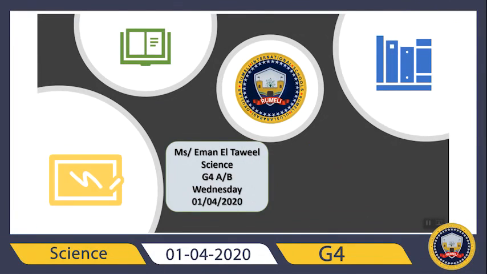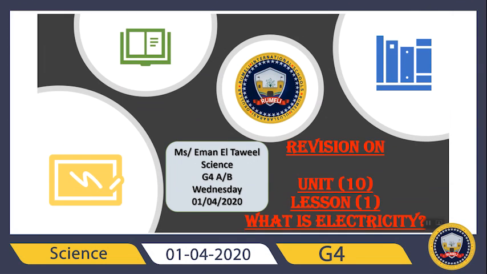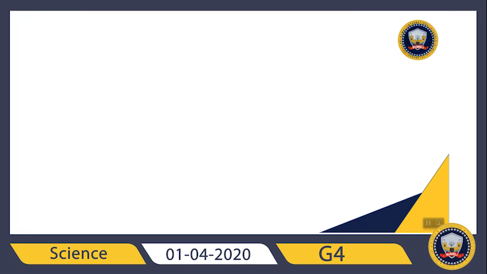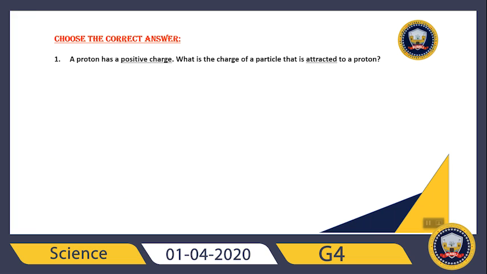Today we are going to make a quick revision on lesson 1 for unit 10. What is electricity? Lesson 1 is finished now and we are going to answer some questions together. The first question is, choose the correct answer. Number 1. A proton has a positive charge. So what is the charge of a particle that is attracted to a proton?